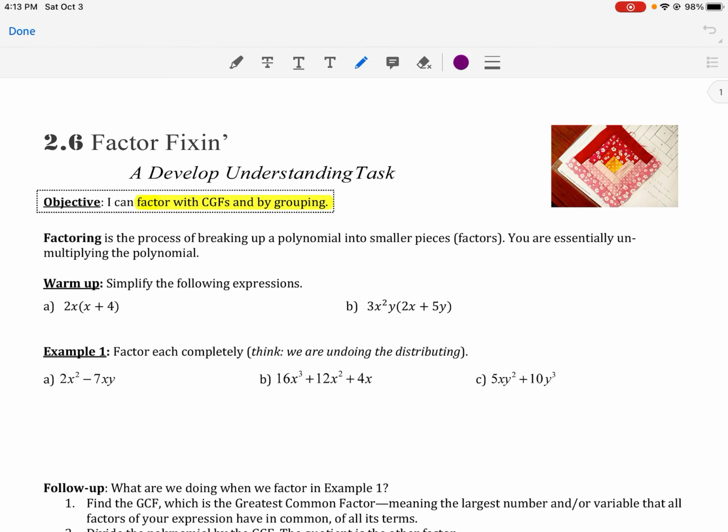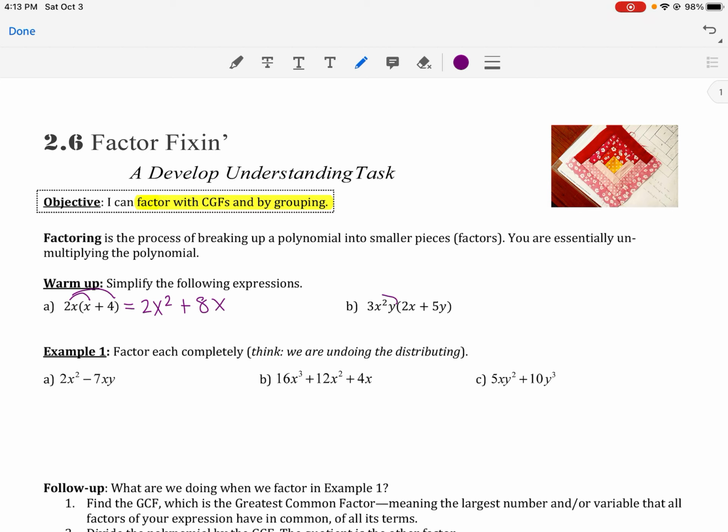So before we go ahead and factor, let's make sure we remember how to multiply. We're going to distribute these first, then simplify. We're going to distribute 2x to both terms, x and 4. 2x times x is 2x squared. 2x times 4, 2 times 4 is 8, and then we'd have x.